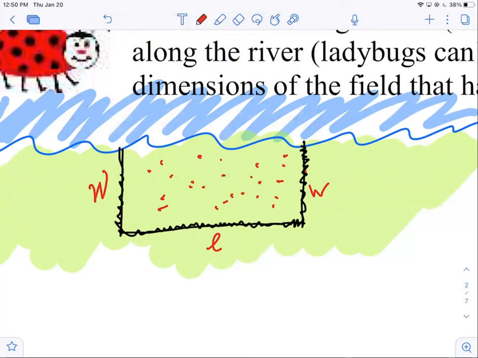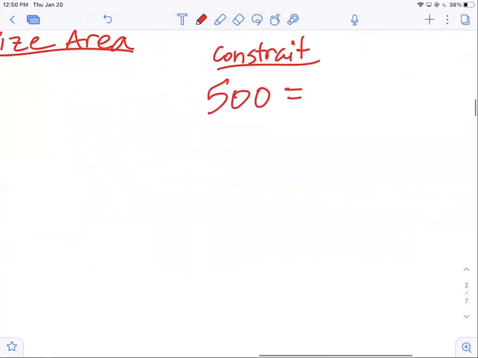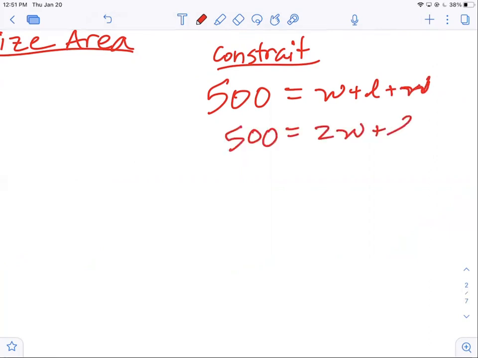So W plus L plus W. Is everyone okay with that? Let's walk around the perimeter. W plus L plus W. Or if we simplify it, 2W plus L. Now, this is what makes it a little bit different. If he was framing it all the way around, all four sides, then it would be 2W plus 2L. It would be the total perimeter.